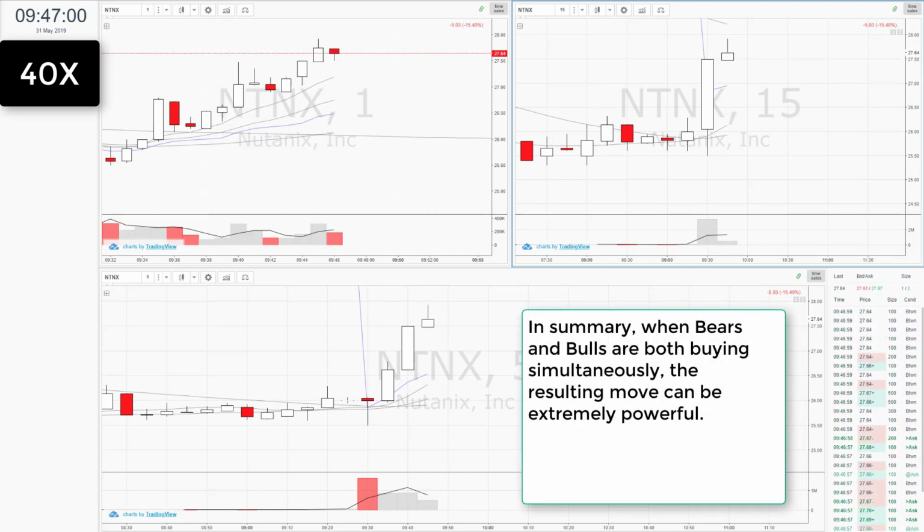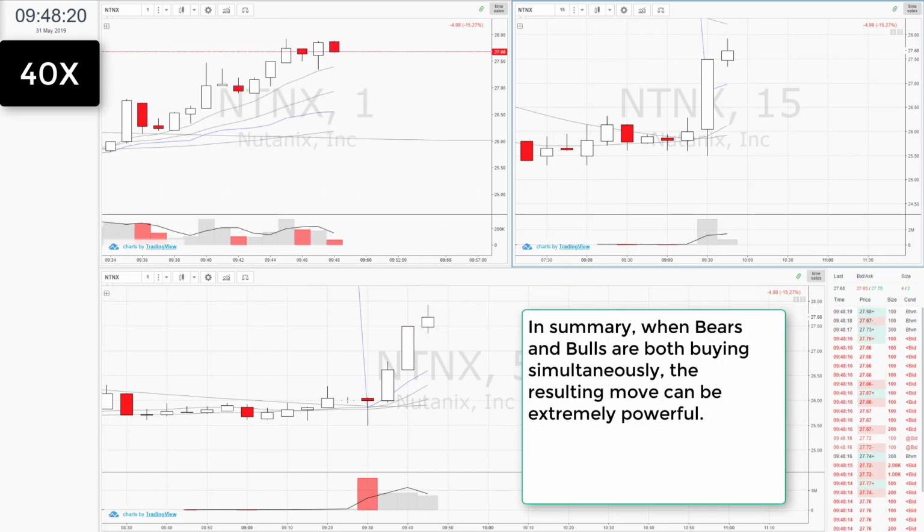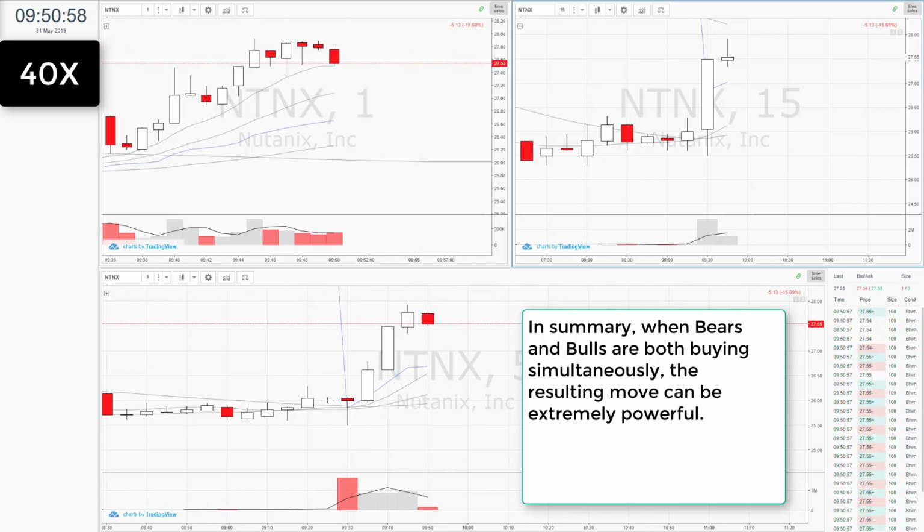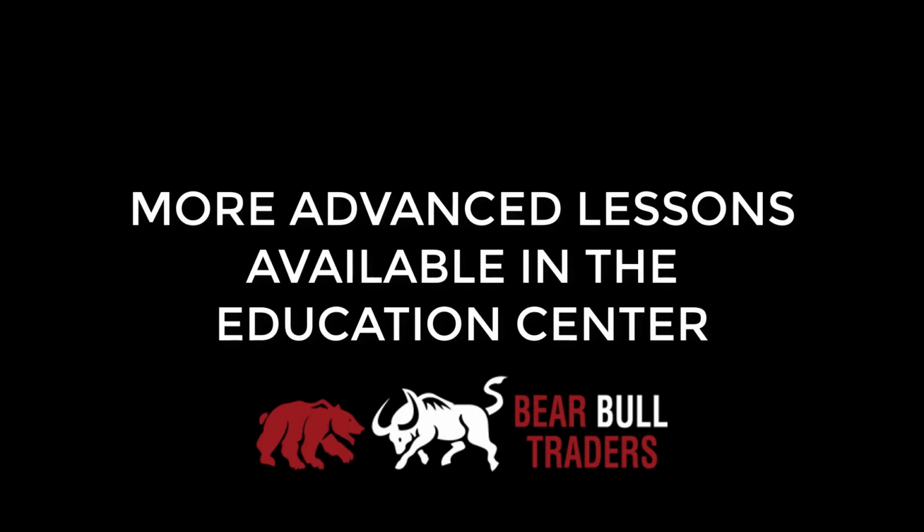In summary, when bears and bulls are both buying simultaneously, the resulting move can be extremely powerful. We call this a short squeeze. More advanced lessons are available in the Bear Bull Traders Education Center.